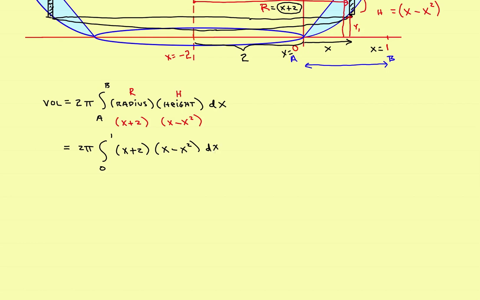Okay, the next thing you've got to do is to FOIL this thing out. So again, using your FOIL technique, you'll FOIL this. And when you do that, it will turn into 2 pi times the integral from 0 to 1. Now, first of all, it's first, outer, inner, last. So the first ones will be x squared. Then the outer ones will be minus x cubed. And the inner ones will be plus 2x. And finally, the last one will be minus 2x squared dx. So FOIL it out.